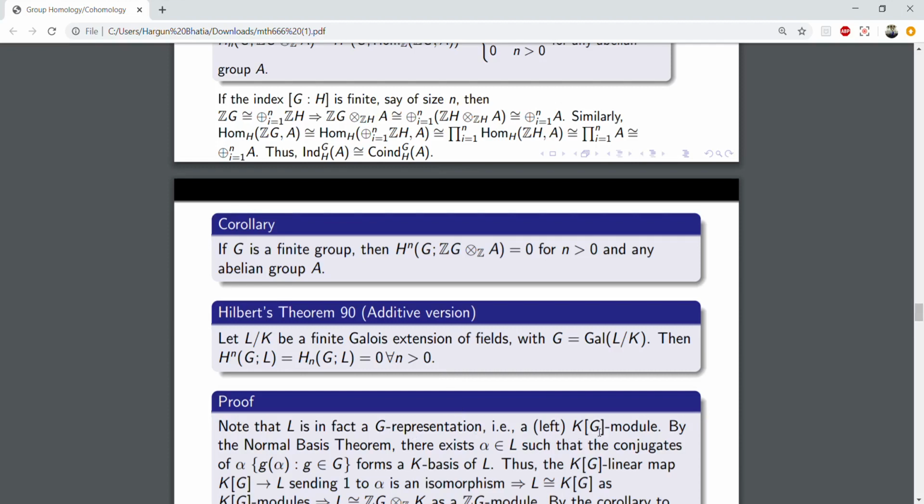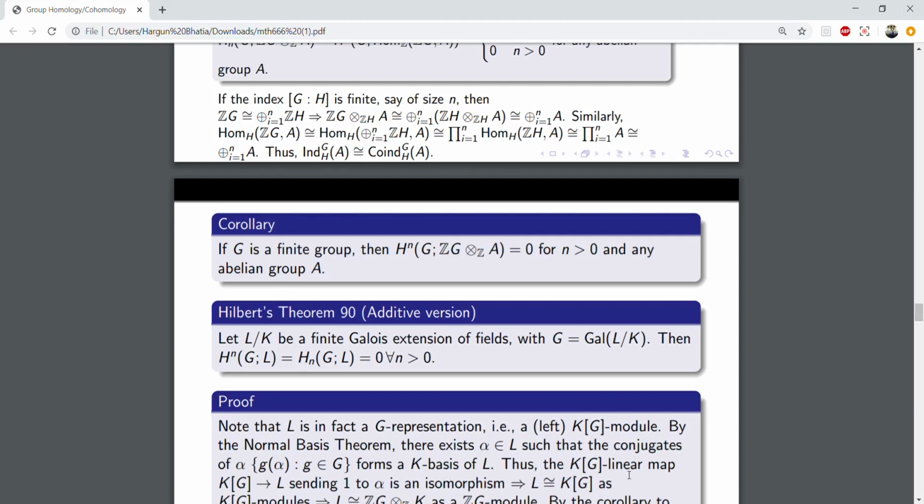Now there is the so-called normal basis theorem, which asserts that a finite Galois extension always has a normal basis. What is a normal basis? It's a basis of the vector space L over K which is given by all the Galois conjugates of a particular element in L. So by the normal basis theorem, which is there in a course on Galois theory, there exists an alpha in L such that all the Galois conjugates of alpha, G alpha, generate L. They are a basis of L as a K-vector space.